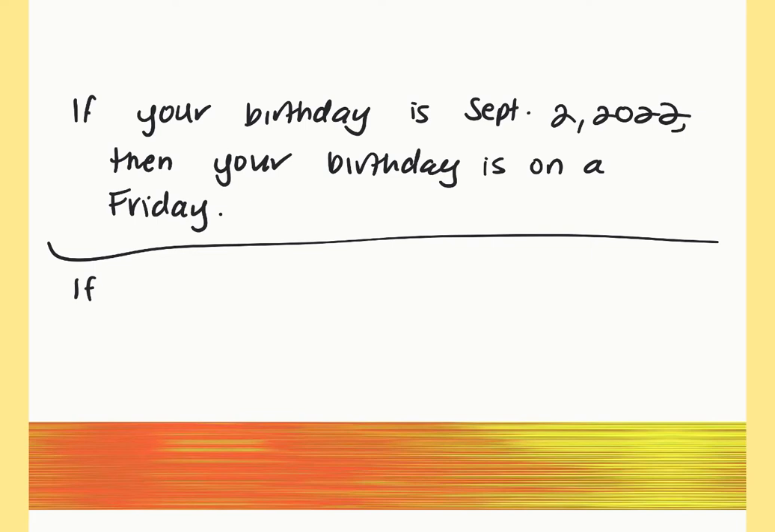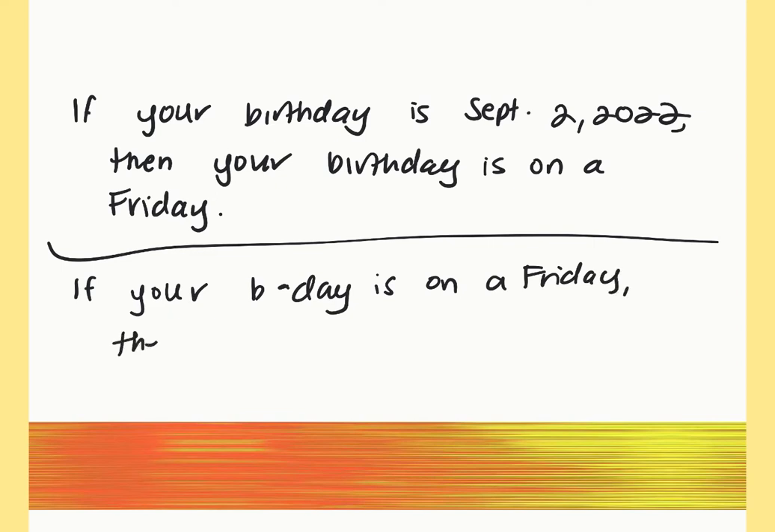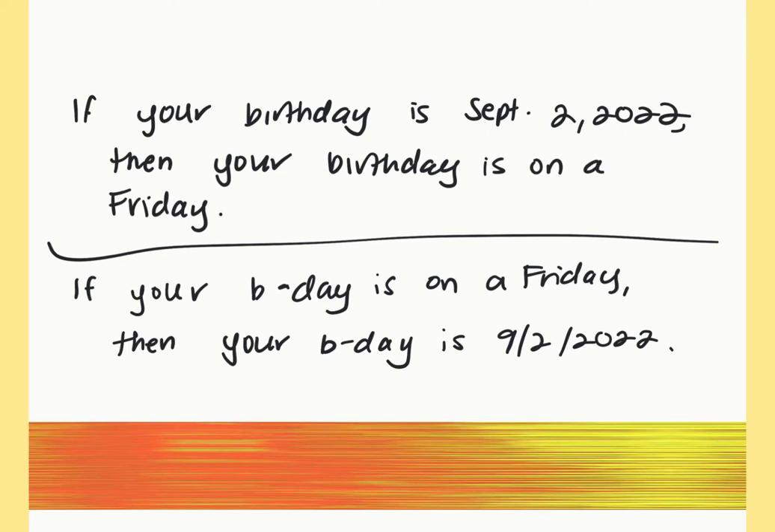If your birthday's on a Friday, then your birthday's on September 2nd, 2022. Is that true? Not always. Any Friday would have any date that is on a Friday. So what if your birthday was next Friday? Your birthday would still be on a Friday, but it would no longer be September 2nd. Does that make sense? So the original one can be true, and the converse can be false.